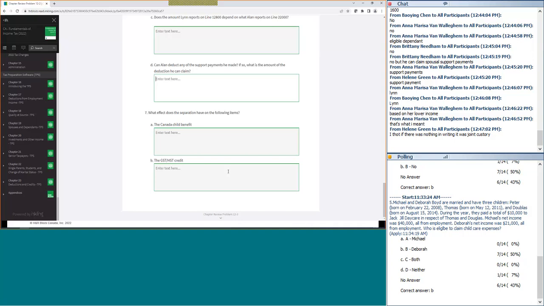Now, if he went to court and said, I want joint custody, he could make a claim for that, and that's outside of the tax return.